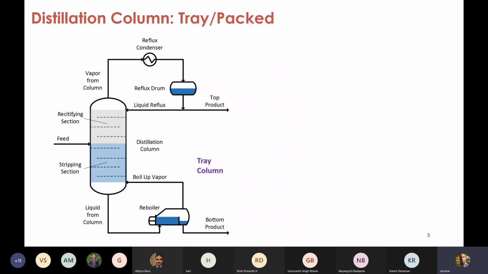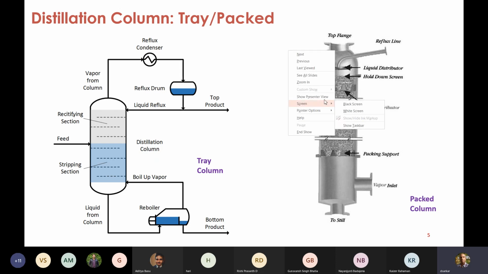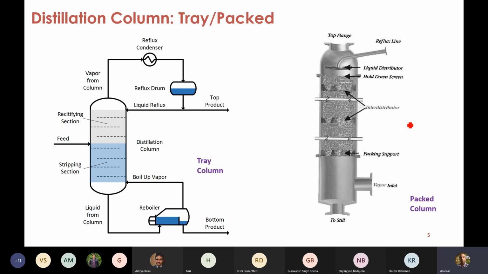We will be talking about only the tray distillation column, and particularly the sieve tray distillation column. Just for the sake of completeness, what you see on the right hand side is basically a packed distillation column. Inside, basically, there are packing materials. Okay, they do the job of the trays in a distillation column.